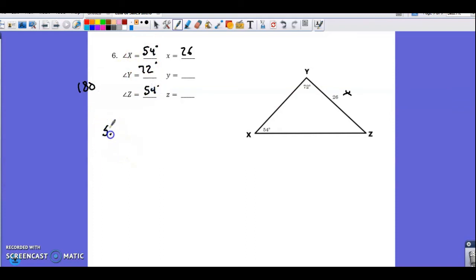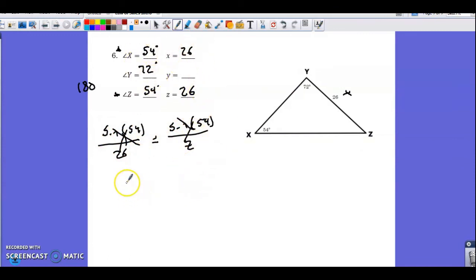Well, I could set up a whole sine of 54 over 26 equals, and to solve z, I would do sine of 54 over z. Well, if sine of 54 over 26 equals the sine of 54 over z, well, that's got to be 26 without even doing the multiplication and divide. But we already know from talking earlier, if there are two equal angles, then I know those two sides have to be equal. I don't need to do this law of sines to figure that out. You just, that's 26, that's 26.